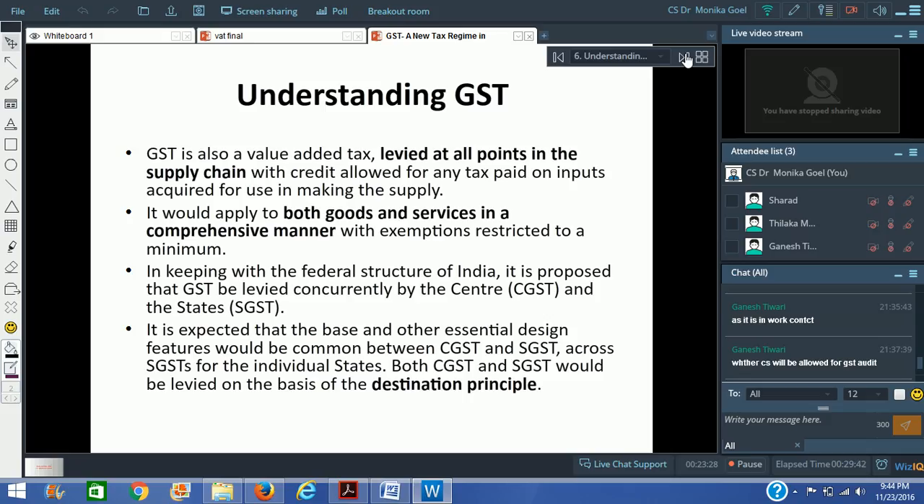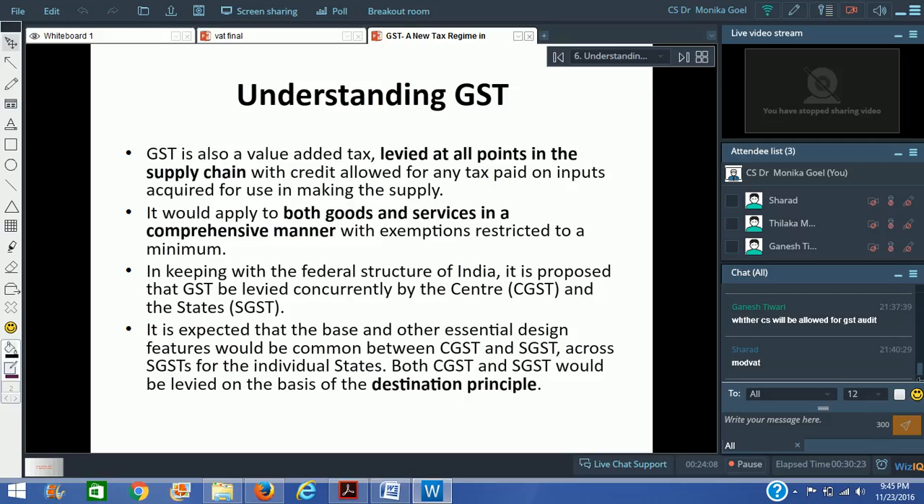So all kinds of duties and taxes on goods, whether it is excise duty or the value added tax, are going to be merged together in a comprehensive manner, and the exemptions are going to be very, very minimal, right? Now, the problem we have been facing for so many years is that we have a federal structure, and in the federal structure, we have the central government and the state governments, right? The central government levies the taxes which are given in the union list, and the state government levies the taxes which have been given in the state list.